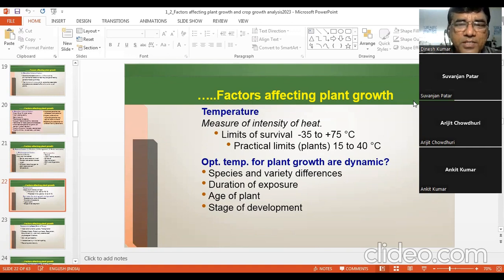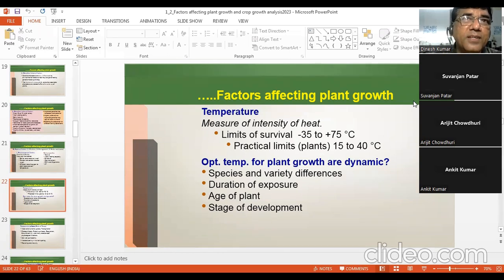And also duration of exposure of temperature, which is your thermoperiodism. So duration of exposure of temperature is also important, and it will be dynamic. During daytime, you require different temperature. During nighttime, you require different temperature. Age of the plant is also important. You must have seen cardinal temperatures or minimum temperature, optimum temperature, and maximum temperature. And similarly, with time or with a stage or phenological stage of the plant, the optimum temperature will vary.